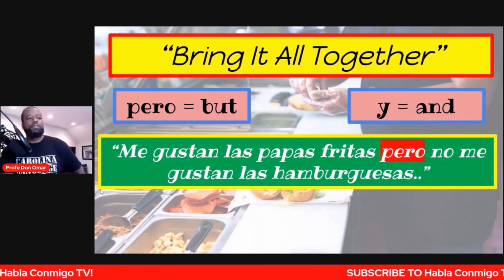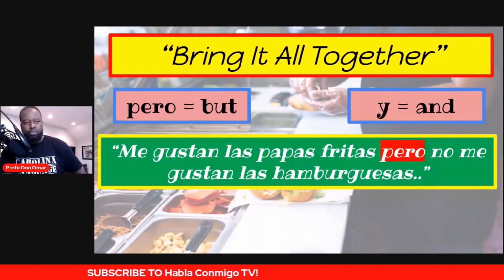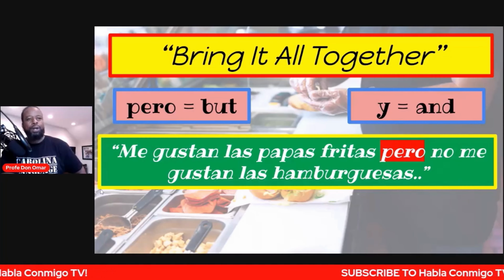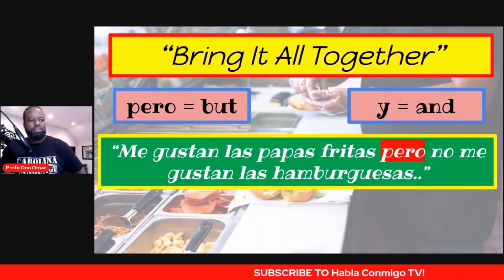Pero, and let's see what we have here. Me gustan las papas fritas, pero no me gustan las hamburguesas. ¿Qué es esta oración en inglés? ¿Qué es esta frase? Me gustan las papas fritas, pero no me gustan las hamburguesas.